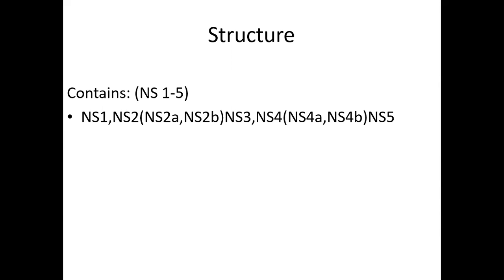Let us talk about the structure of the dengue virus. The dengue virus contains different proteins, and these proteins or antigens vary from 1 to 5. NS means non-structural. So the non-structural proteins vary from NS1 up to NS5, and these are the antigens which are present in the structure of the dengue virus.